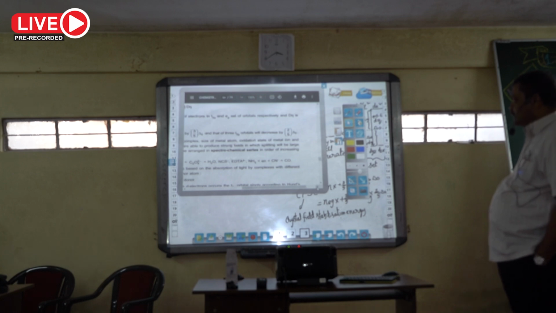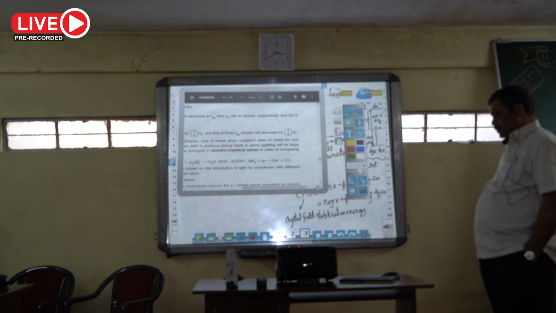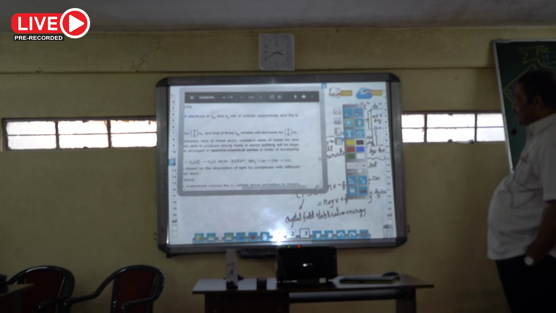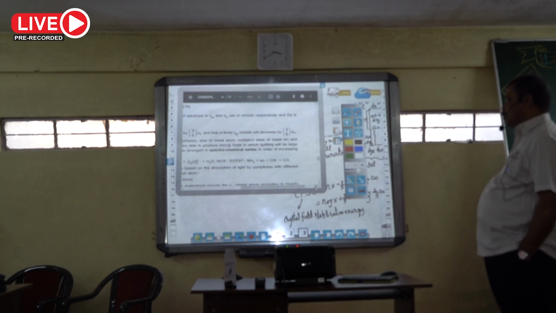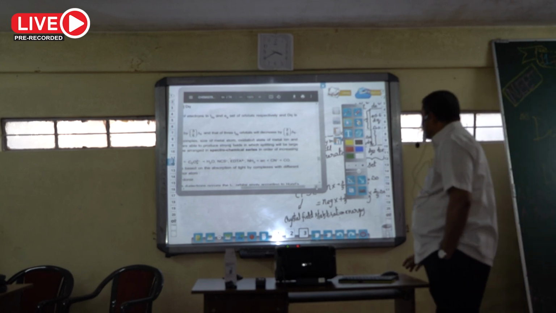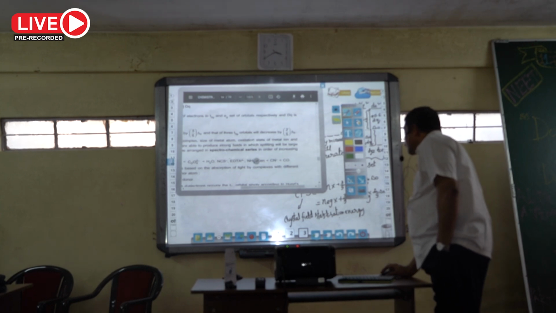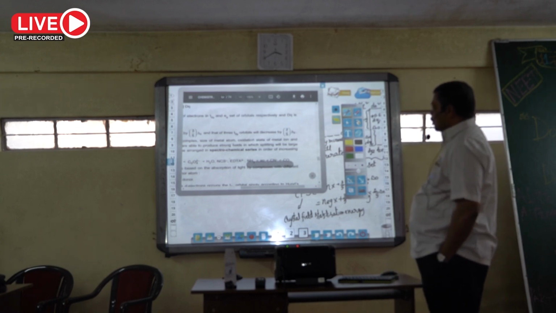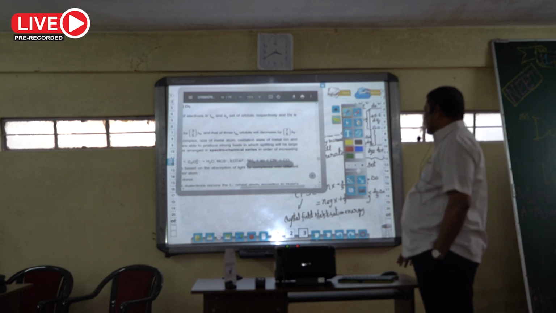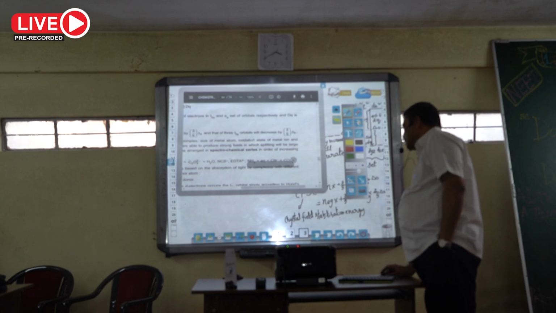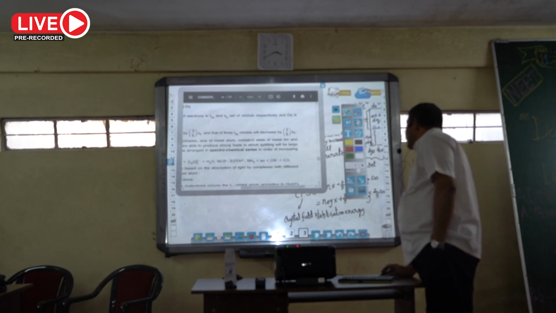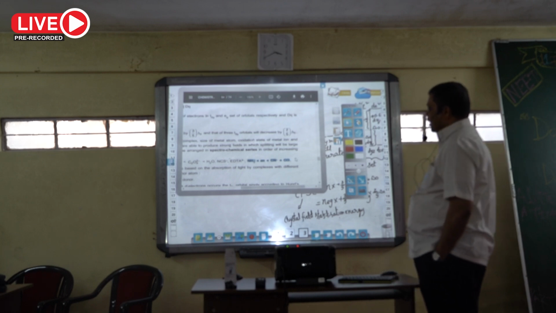less than en, ethylenediamine, less than CN minus, less than CO. You write these 4: ammonia, ethylenediamine, cyanide and CO, mentioned as strong field ligands. These 4 are strong field ligands.